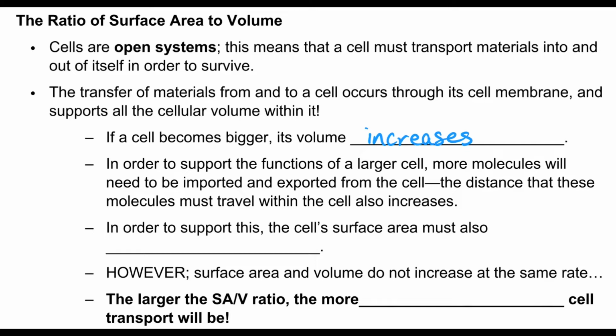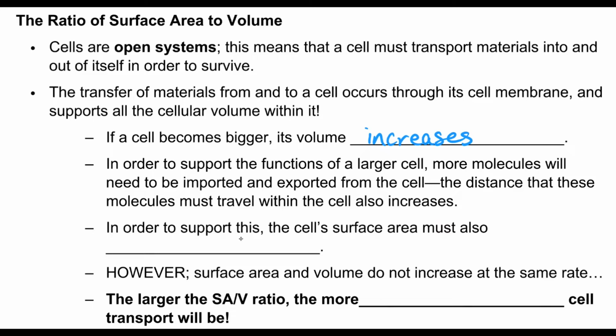And that's not too hard to understand. If something's getting bigger, the amount of space inside of it is also getting bigger. In order to support the functions of a larger cell, more molecules will need to be imported and exported from the cell. Imported in the sense of nutrients and exported in the sense of wastes or things that the cell wants to get rid of in order to send to other cells. The distance that these molecules must travel within the cell is also going to increase. We've talked about that earlier when we drew our large and small cell.